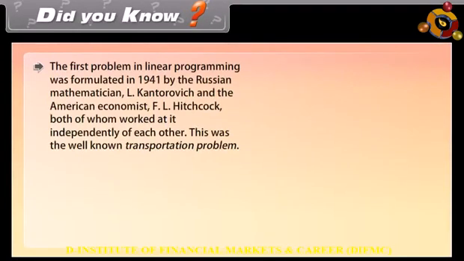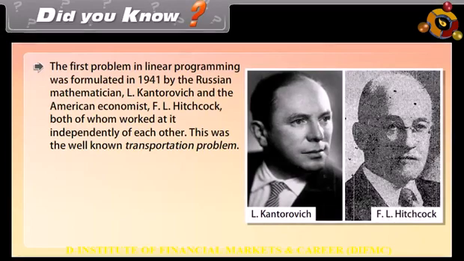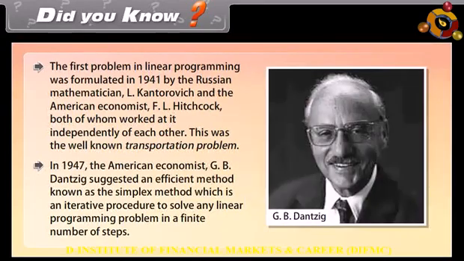Did you know? The first problem in linear programming was formulated in 1941 by the Russian mathematician L. Kantorovich and the American economist F. L. Hitchcock, both of whom worked at it independently of each other. This was the well-known transportation problem. In 1947, the American economist G. B. Dantzig suggested an efficient method known as the simplex method, which is an iterative procedure to solve any linear programming problem in a finite number of steps.